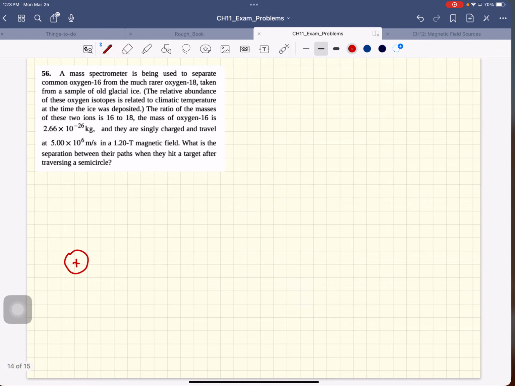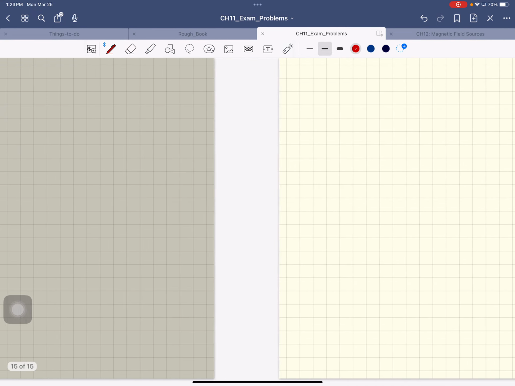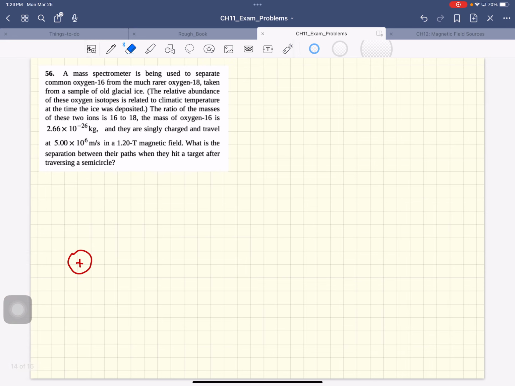Then you pass it through a velocity selector. What you do is you heat these atoms, and from the oven you're spitting out a bunch of them at different velocities. They're all ionized, and when you send them through a velocity selector, only ions of the precise velocity will come through.